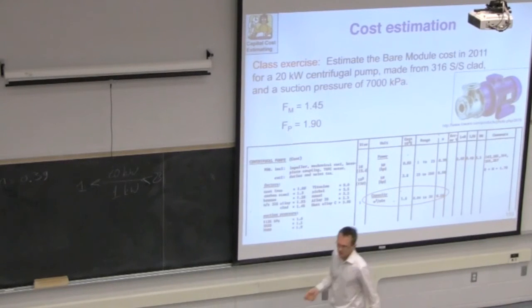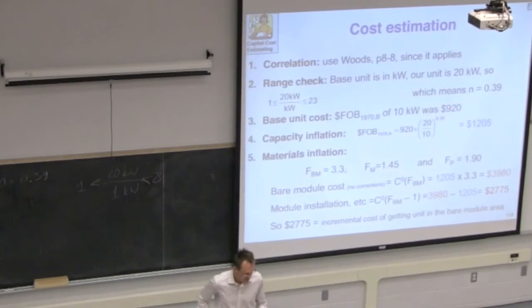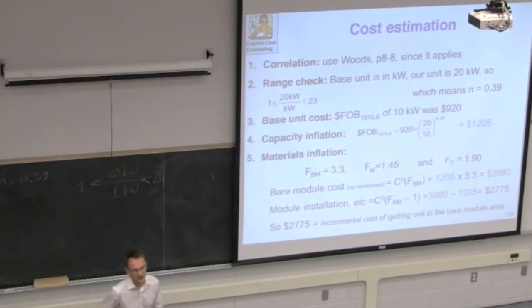Okay, so the costing then, steps 1, 2, 3, and 4, is fairly straightforward once you've sorted all of those details out. We've checked our correlation. We're using page 88 from Dr. Woods. It's for pumps. The base unit given to us is kilowatts, and we're using kilowatts as well. That ratio then is, the lower bound and upper bound is met. And that means our exponent is 0.39.